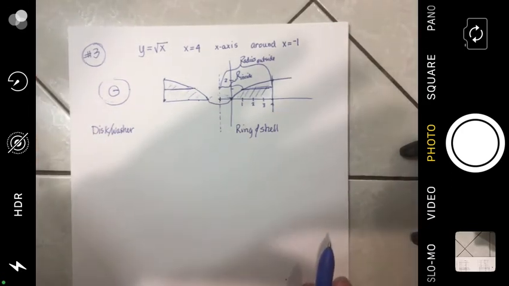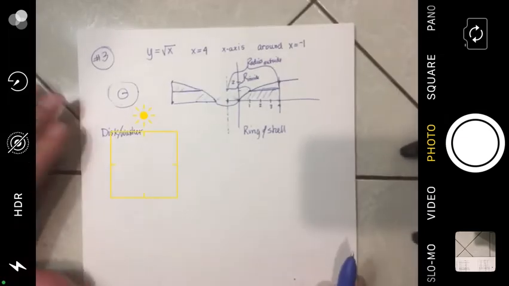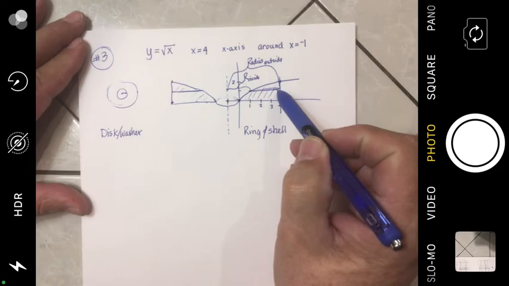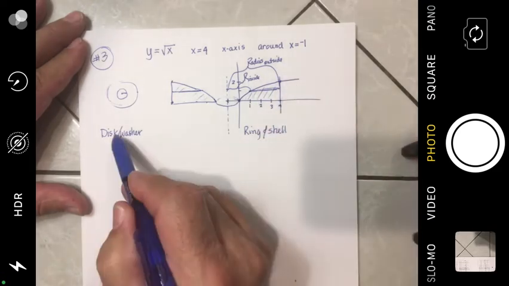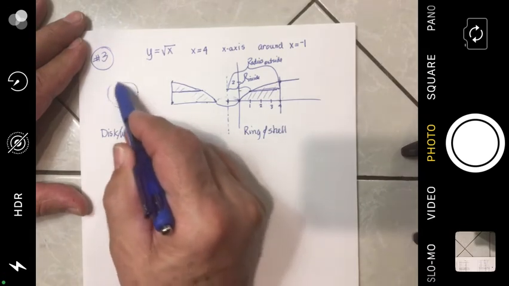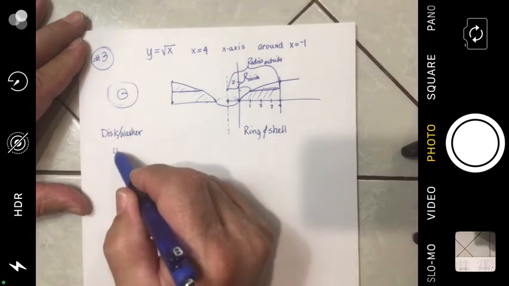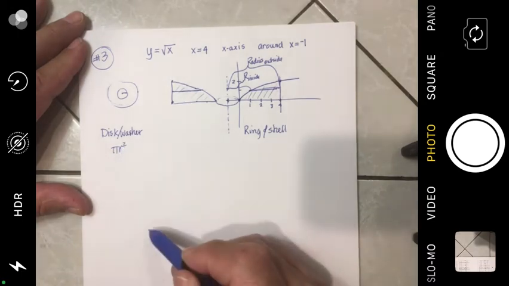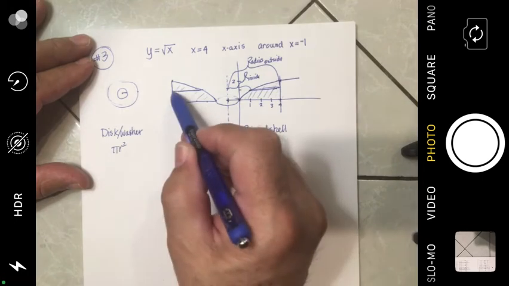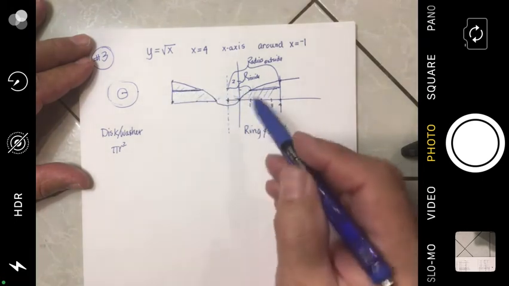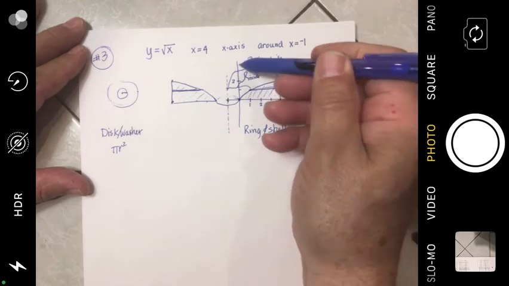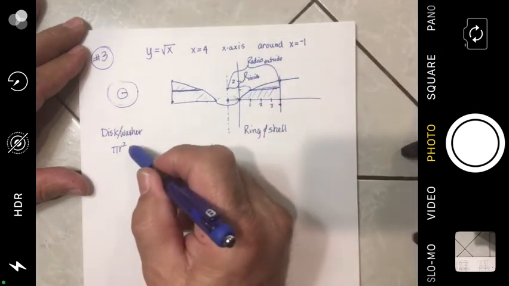So, make sure my camera's staying on here. Now, so this is the washer method. So this is going to be a big circle, and the area of a circle is pi r squared. But we're doing a disc, so it'll have some thickness. And the thickness is important to get straight. The thickness is up and down, which is going in the y direction, so it's going to be a dy.